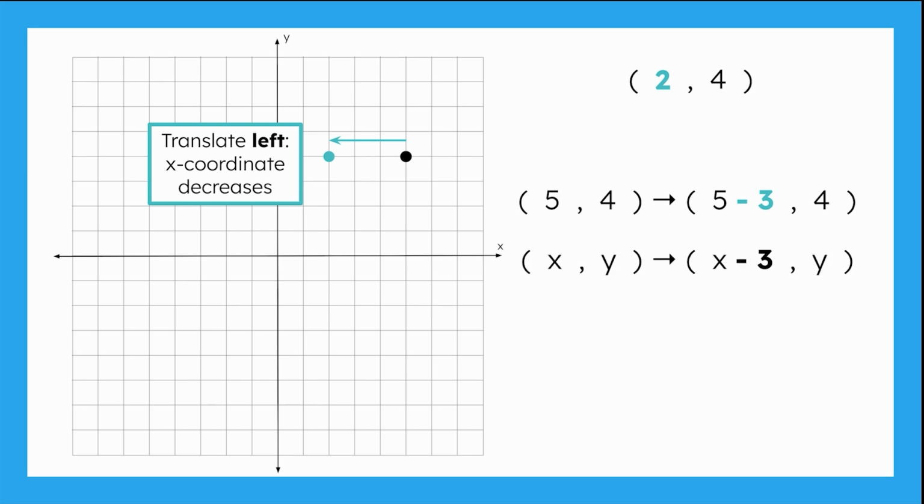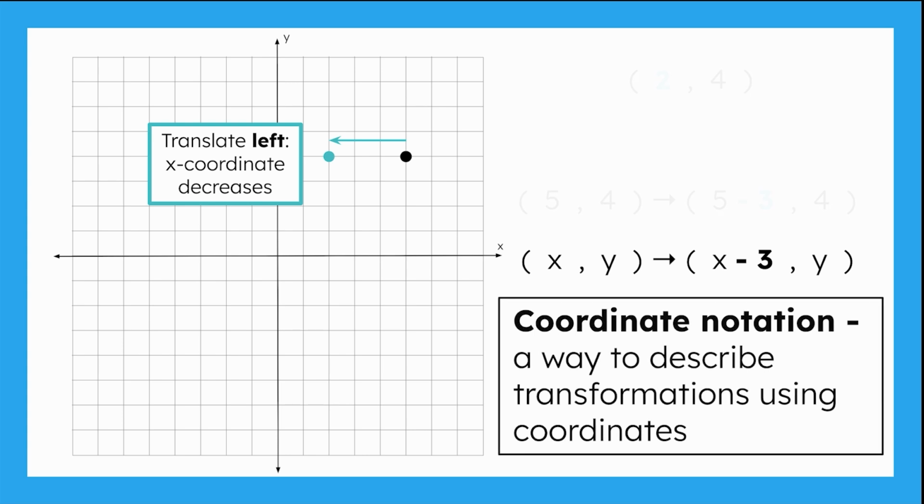This is what we call coordinate notation, which is a way to describe transformations using coordinates. If we were only given this notation, we know that a point's x-coordinate has decreased by 3, which means it was translated left 3 units. Okay, let's reset the point.